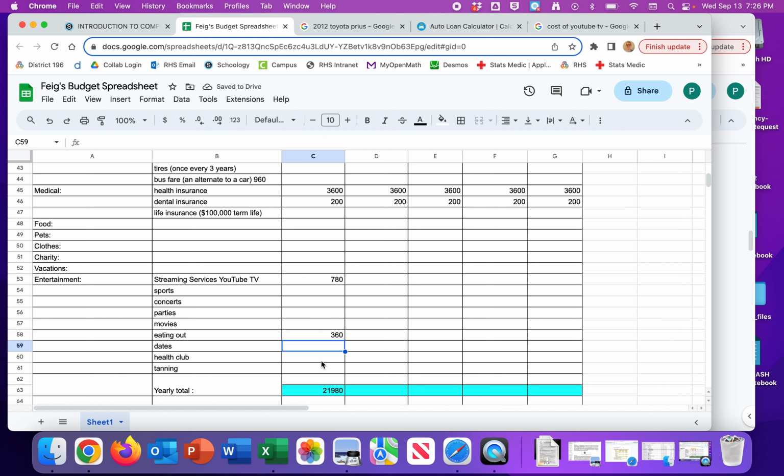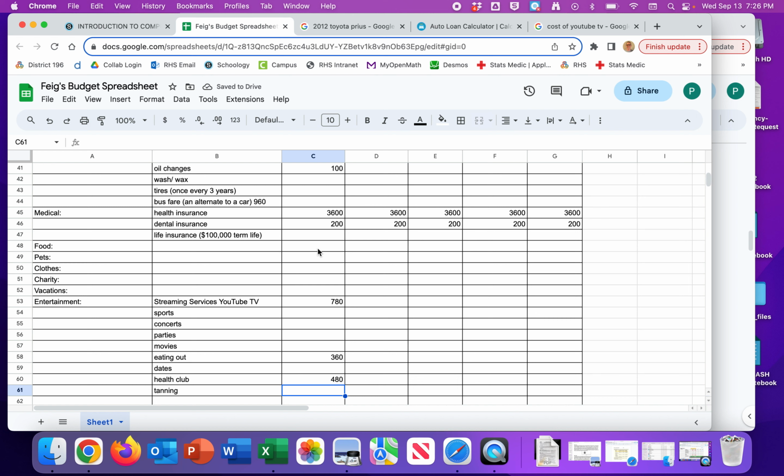Am I going to have a health club membership? Those are not cheap. Say like $40 a month times 12. But you can look it up. Are you going to go tanning? All these things, okay? All right, I skipped some of this.